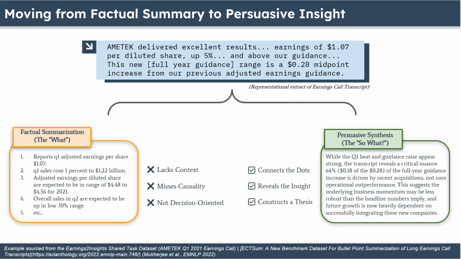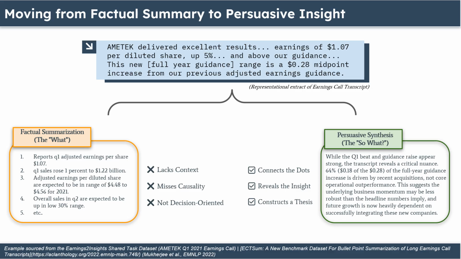The analysis of corporate earnings calls presents a fundamental challenge in financial NLP. There's a big difference between summarizing what was said and synthesizing what it means. The core problem of the Earnings to Insight shared task is the distinction between the what and the so what. On the left, we see what most current systems actually do: factual summarization. They can extract key numbers like an EPS or a sales increase. This is useful, but as the slide shows, it lacks context, it misses causality, and it is not fundamentally decision-oriented. It tells you only what happened.